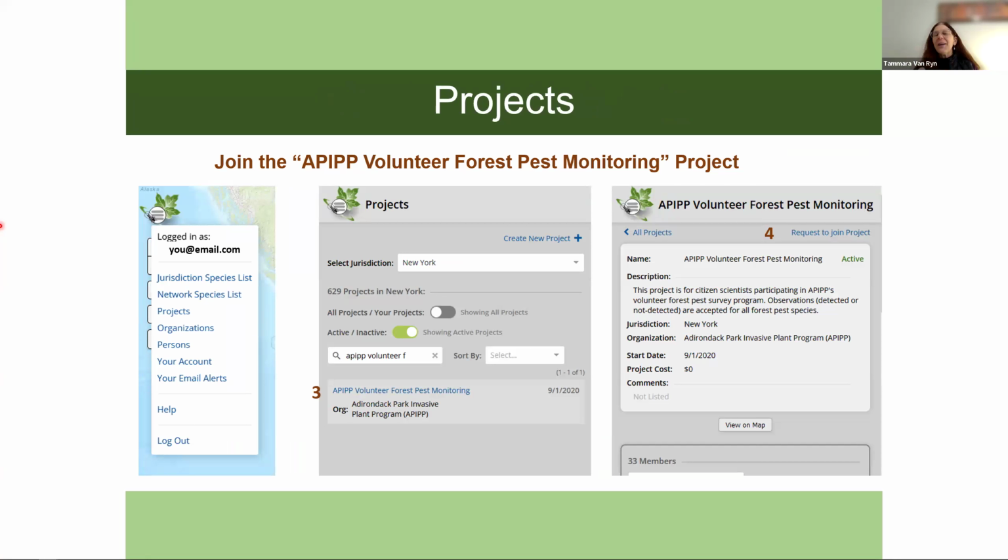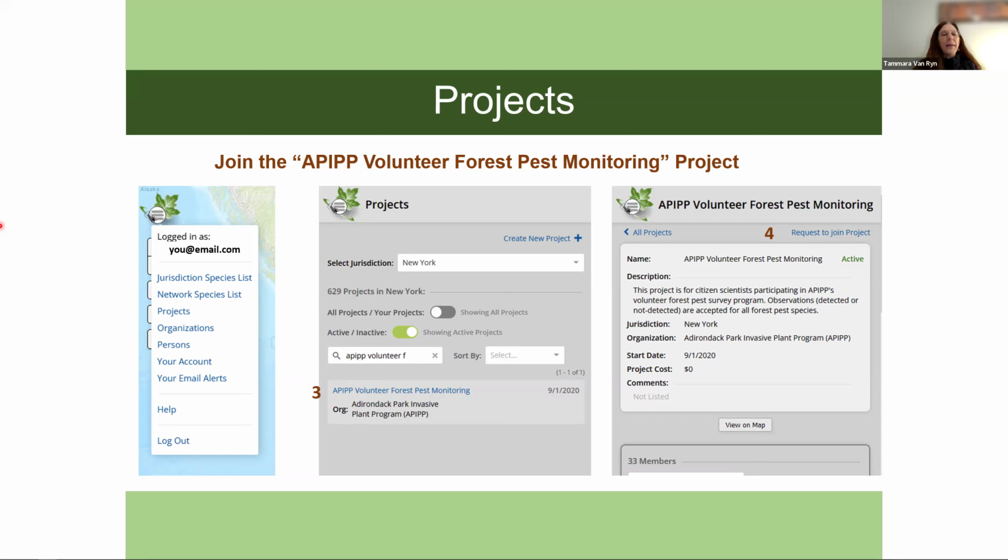What's most important is you'll find all these instructions on our website, and the APIPP team is happy to help you with this if you are not familiar with how to use iMap Invasives. So we can walk you through it. There's also some great webinars on the iMap Invasives webpage. But once you've set up your account, don't join APIPP as an organization. You join the APIPP Volunteer Forest Pest Monitoring Project.